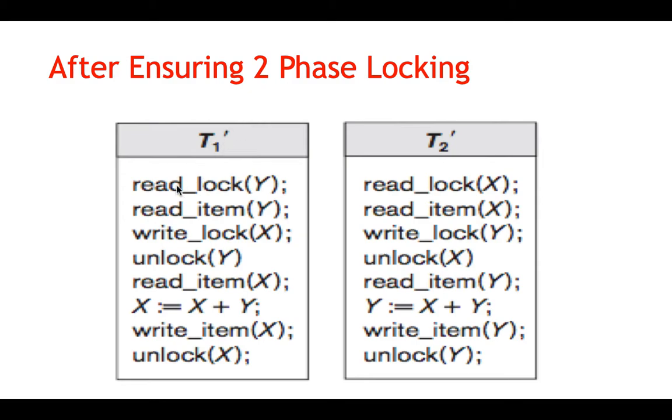So in T1 dash it becomes, we do a read lock on Y, we read Y, we issue a write lock on X. After that we can start unlocking, because at this stage X and Y were required to be locked, that we have achieved. So once we have locked all the things we know, then unlock can start. Then the operations are done. Over here also all the required locks are acquired first, then only unlock can begin. So this is how we can ensure this transaction follows two-phase locking protocol.